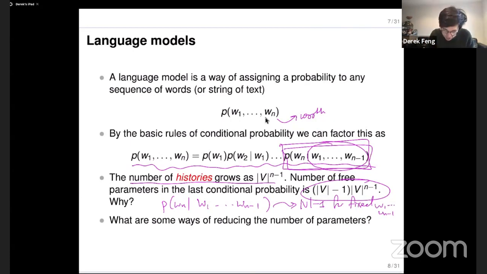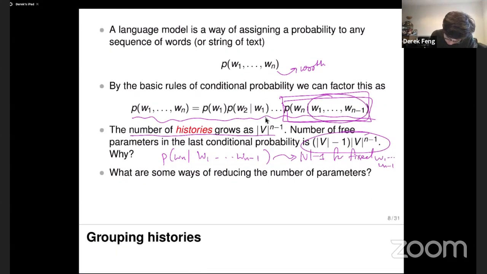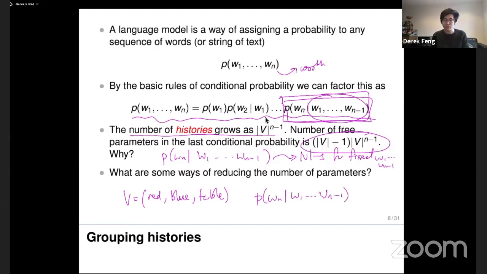Let me be even clearer. Suppose V is my vocabulary and there are 3 words: red, blue, and table. So there are only 3 possible words. In order to entirely express W1 to Wn, I need to write out the probability of Wn given that W1 was red, W2 was red, also red, table. Okay, this is a bad example.